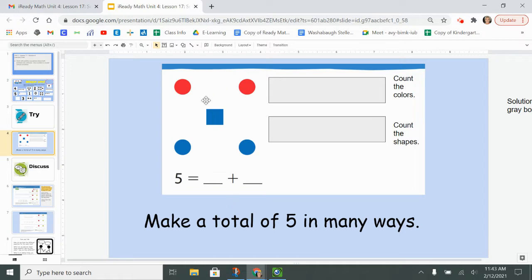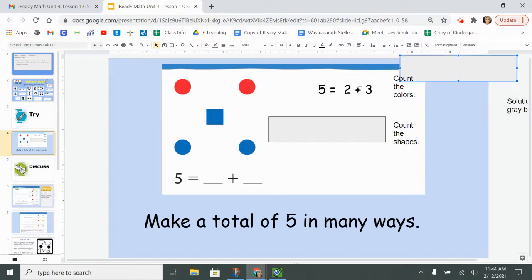So the first way, let's look at the colors. So what number pairs would we use if we were looking at the colors here? So count those. How many red? 2. How many blue? 3. So our equation would be 2 plus 3 equals 5. Let's check. 2 plus 3 equals 5.